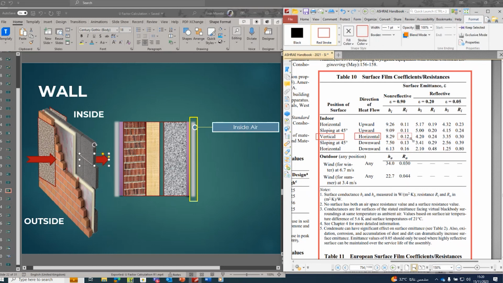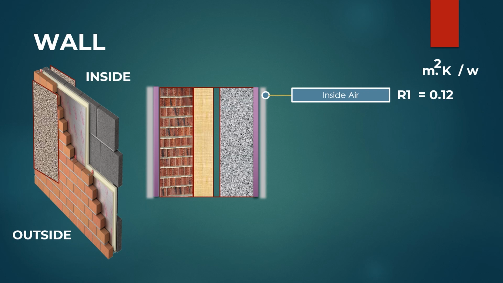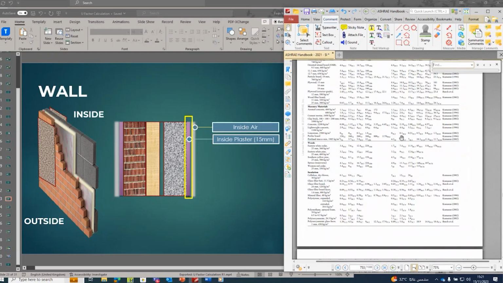0.12. So the value of R1 equals 0.12 meter square K per watt. Now the next layer, that is plaster board. It is called inside plaster because it is towards the inside, and its thickness is 15 millimeter. Let's go to gypsum plaster.